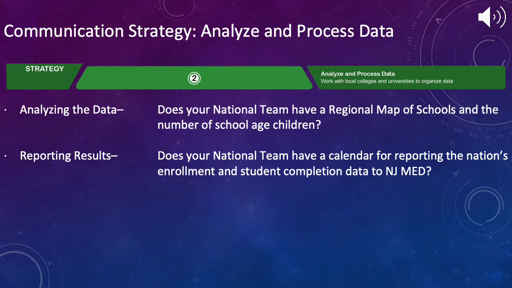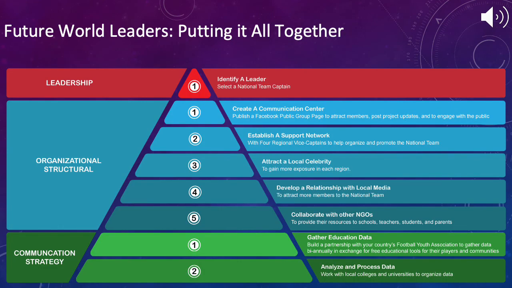Step 2 of the communication strategy, and the base of the pyramid, is to analyze and process data. Work with local colleges and universities to organize data. Analyzing the data. Does your national team have a regional map of schools and the number of school-age children? Reporting results. Does your national team have a calendar for reporting the nation's enrollment and student completion data to NJMed? And there you have it.